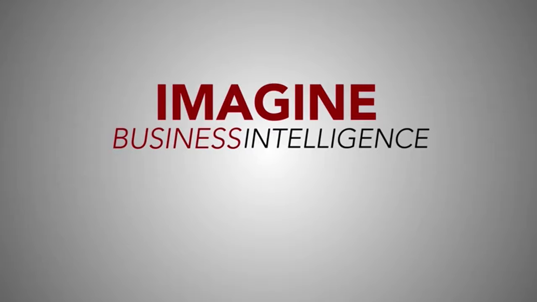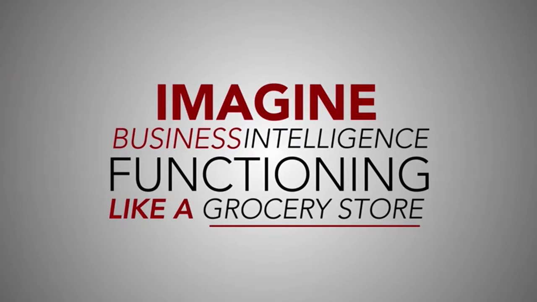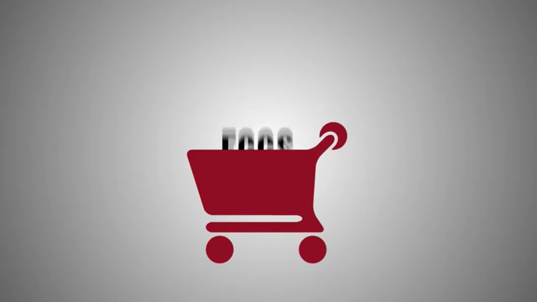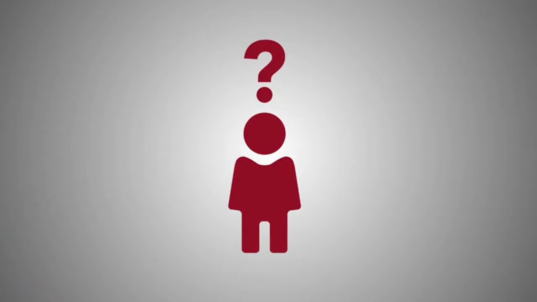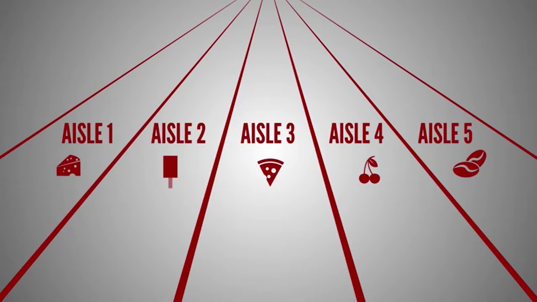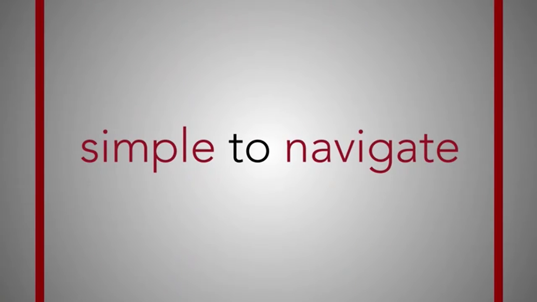Imagine business intelligence functioning like a grocery store. When you enter a grocery store and are looking for specific items, say eggs, milk, and bananas, you do not need to find an employee to ask them where to look. Instead, grocery stores are organized into aisles and signs that make the store relatively simple to navigate.